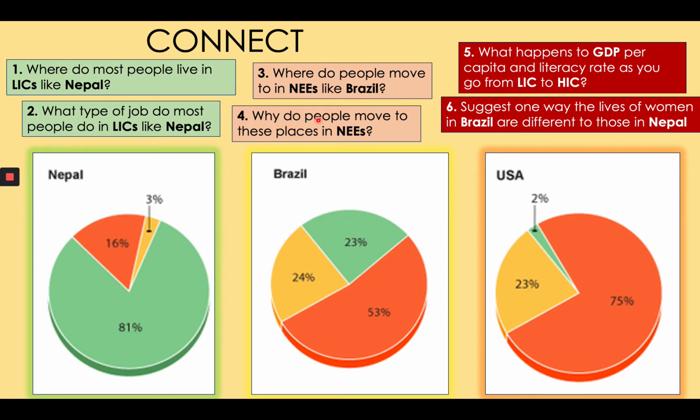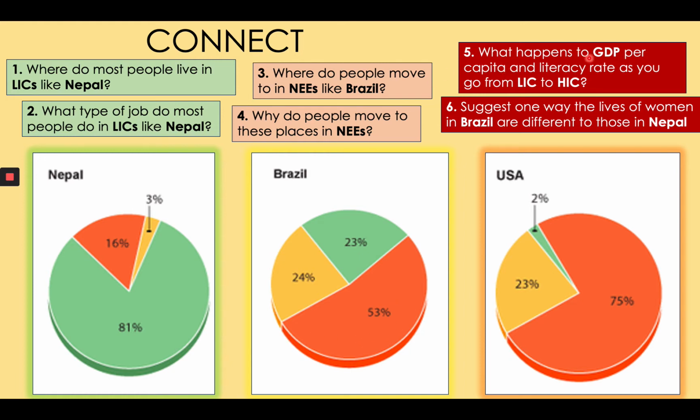Number 4, why do people move to these places in NEEs? They move to these places because there are better jobs, which are higher paid. This is the secondary sector, manufacturing, and the tertiary sector, services. They also move to these places because there are more of the other kinds of opportunities, like schools for their children and hospitals. There's better transport, there's better access to clean water, electricity, internet. Their lives are likely to be better, or at least they might believe that, if they move to cities.